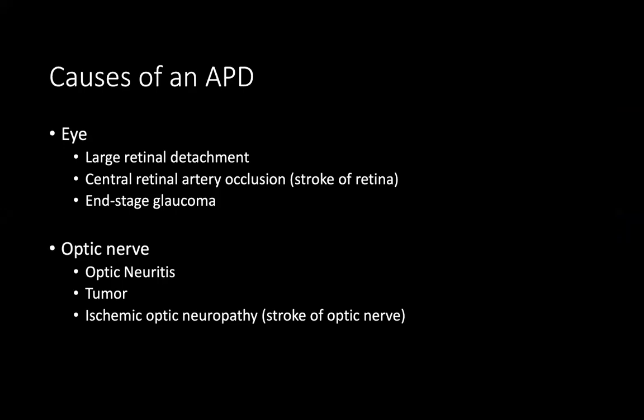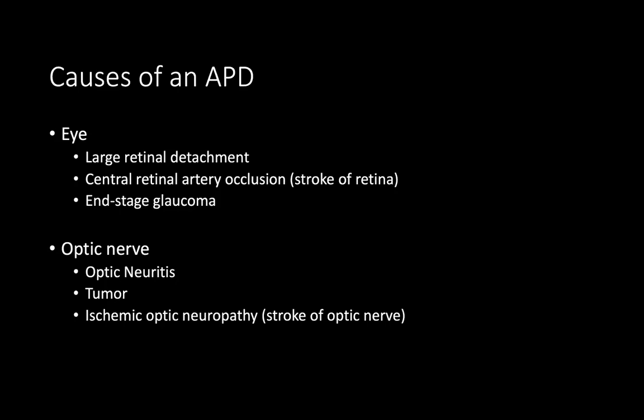Okay, let's talk a little bit about causes of an APD. In the eye, a large retinal detachment can limit how much light that eye is sending to the brain. Similarly, a central retinal artery occlusion or a stroke of the retina can do the same thing. End-stage glaucoma also limits how much light is being sent to the brain. All of these can cause an APD.